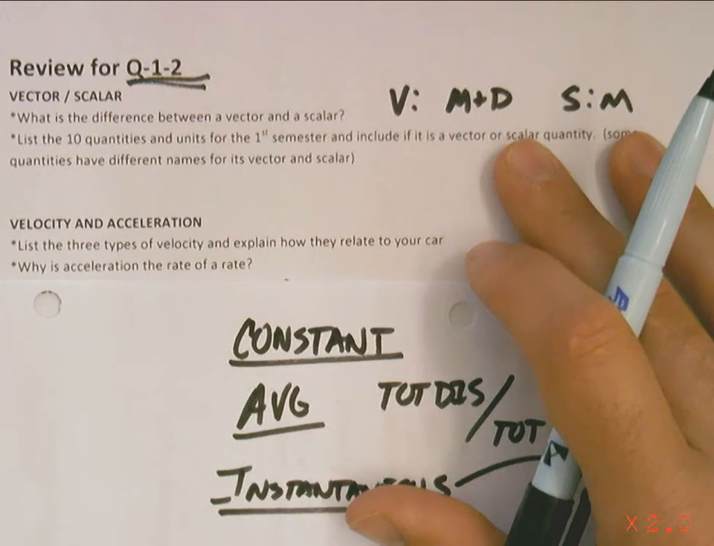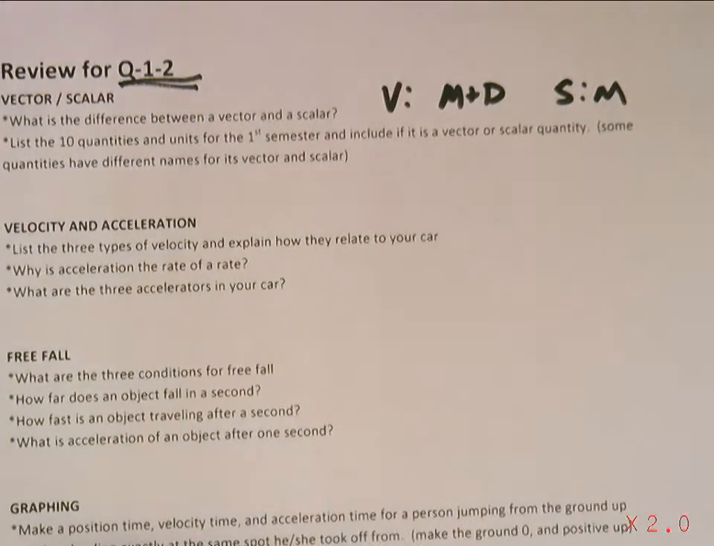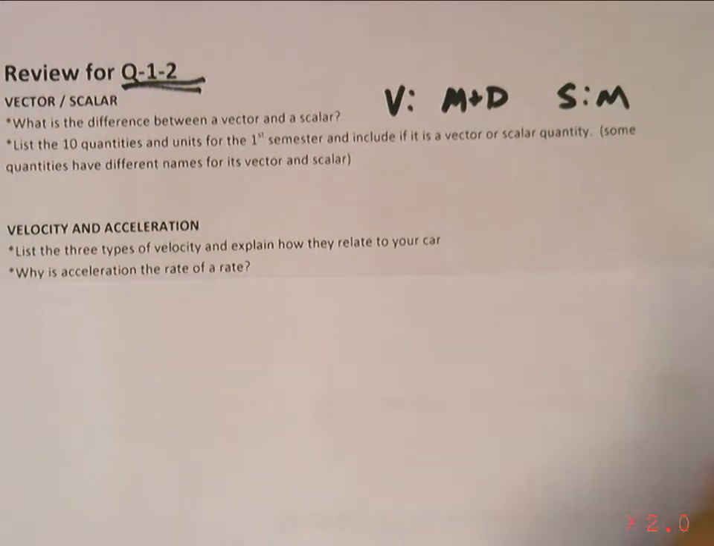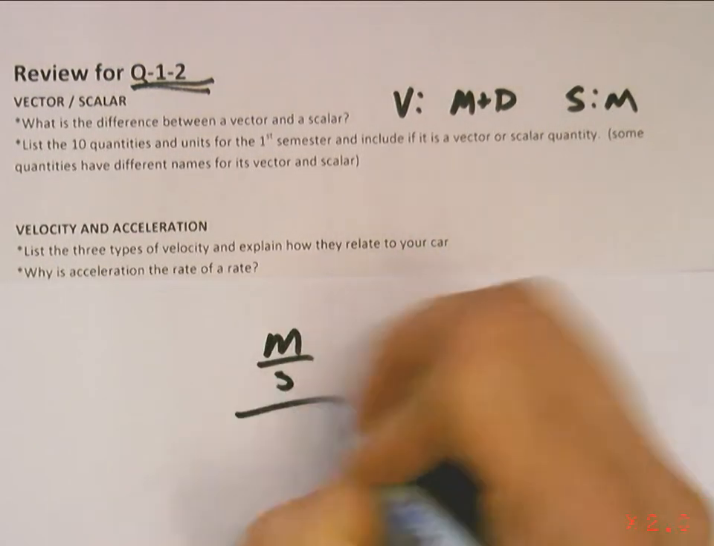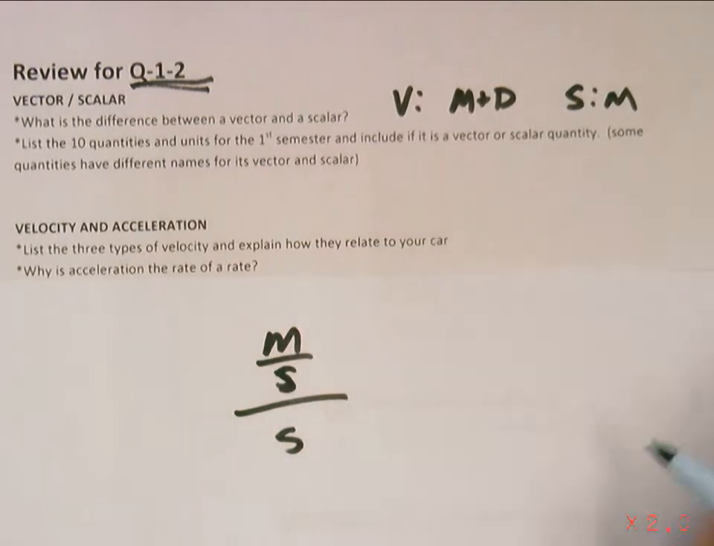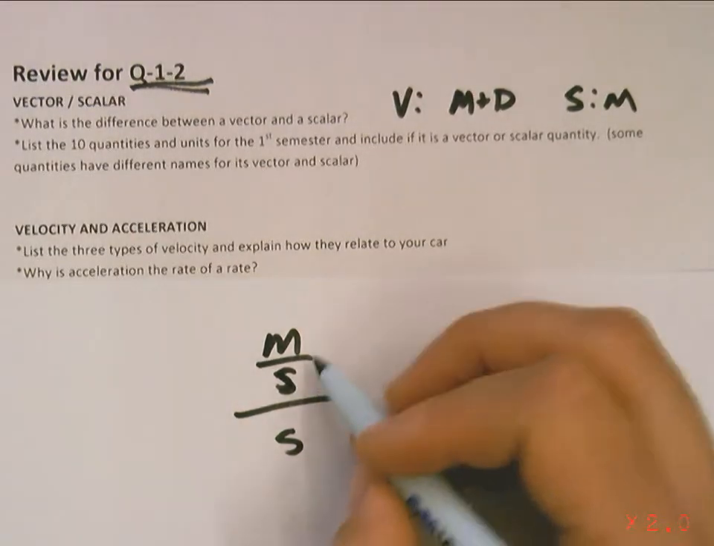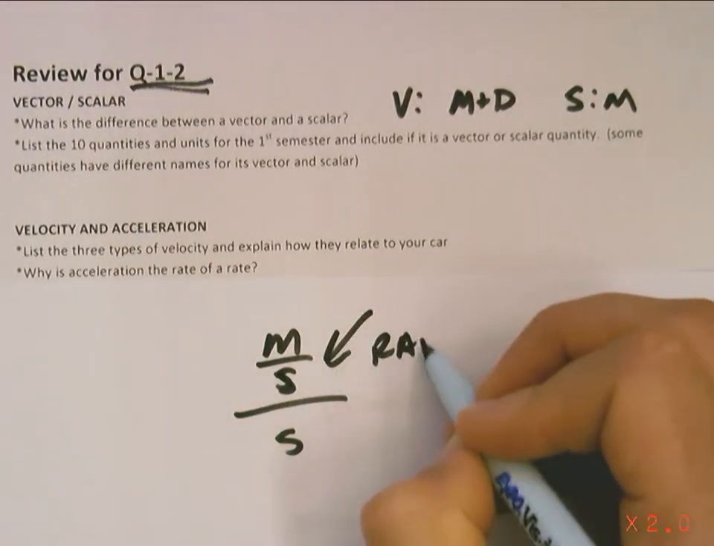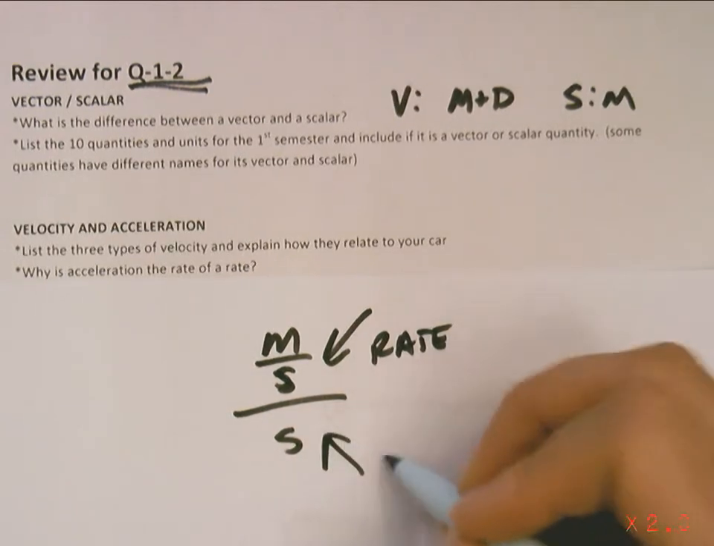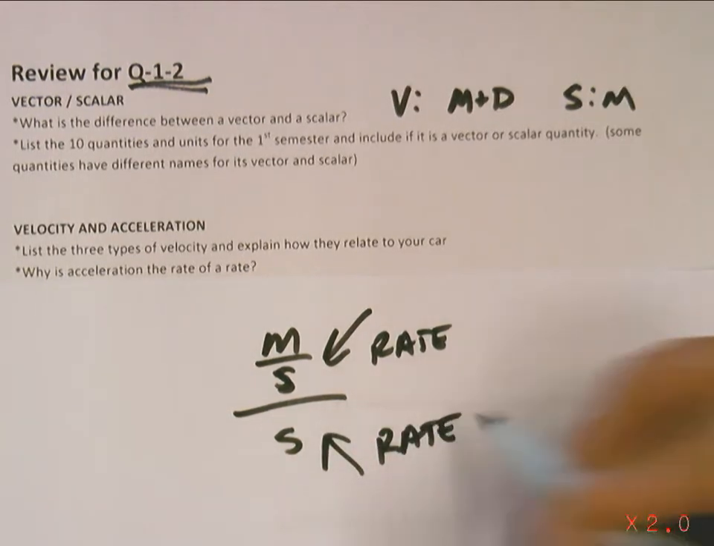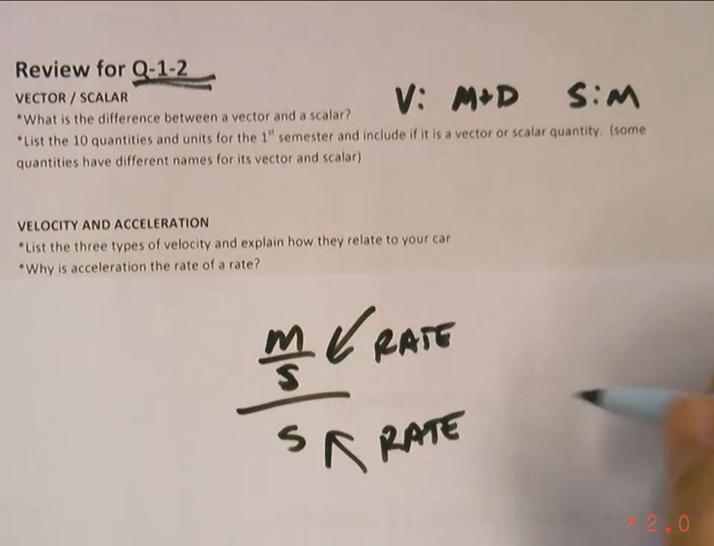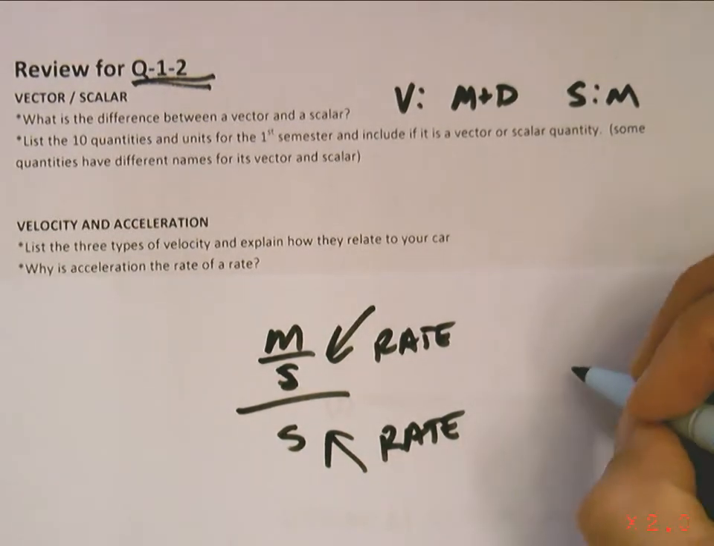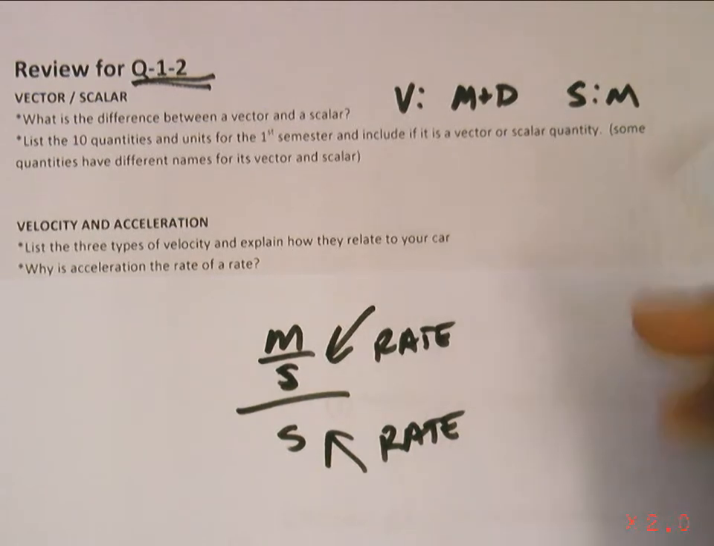Alright, why is acceleration the rate of a rate? Acceleration is actually the only rate of a rate you'll ever study. It's a meter per second per second. So it's the rate of change of velocity. So this is a rate right here, and then this makes it the rate of a rate. And you know, don't be confused. It doesn't always have to be seconds squared. You could have meters per hour per day, and that would still be considered acceleration.